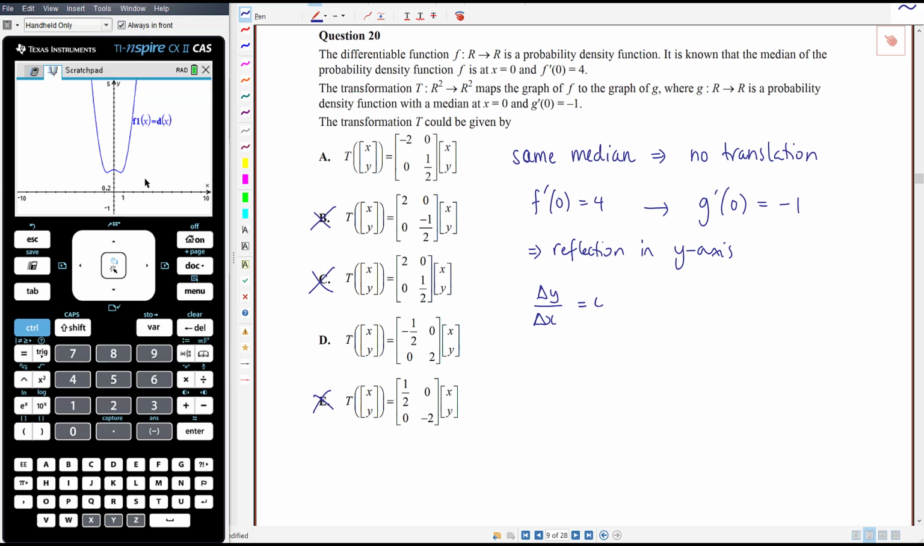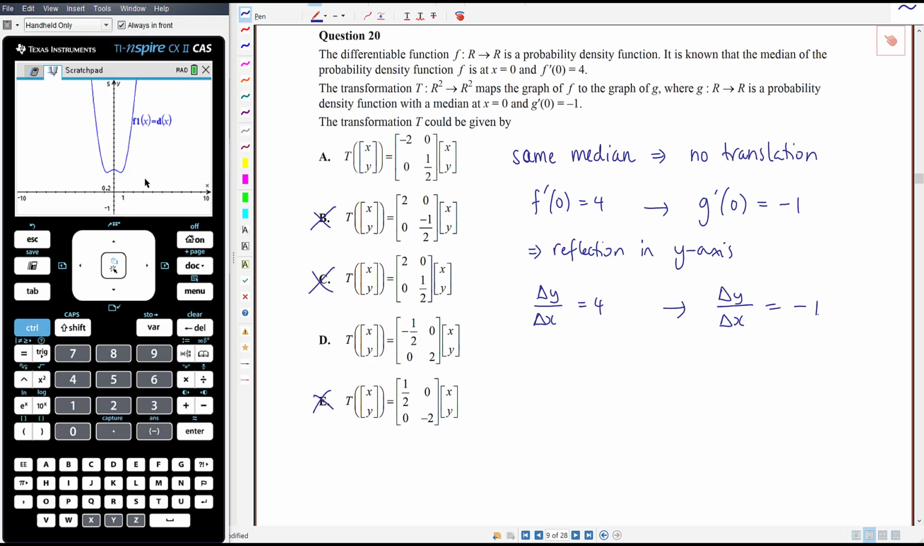And for f, it's 4. And then for g, the change in y over the change in x becomes -1. So let's think through A. Forget about the negative, we've already adjusted for that. Let's just focus on the size of the gradients.